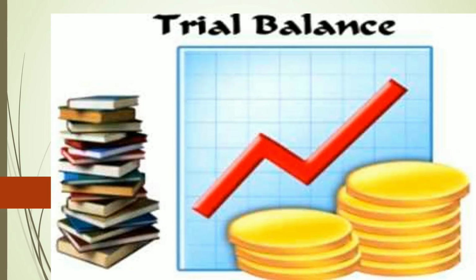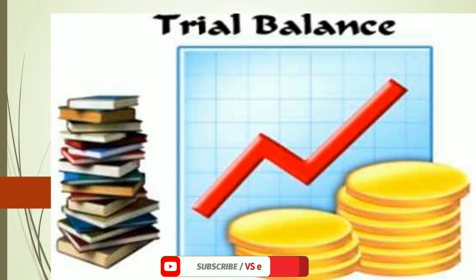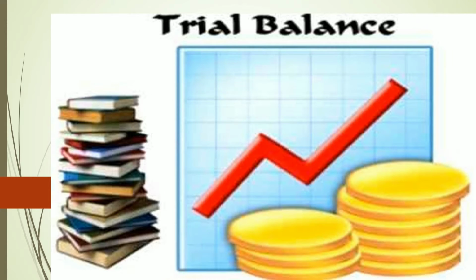Hello everyone. Today we are going to see trial balance. Trial balance is a statement prepared with the debit and credit balance of ledger account to test the arithmetical accuracy of the books. Asset and expense account appear on the debit side of the trial balance, whereas liabilities, capital and income accounts appear on the credit side.